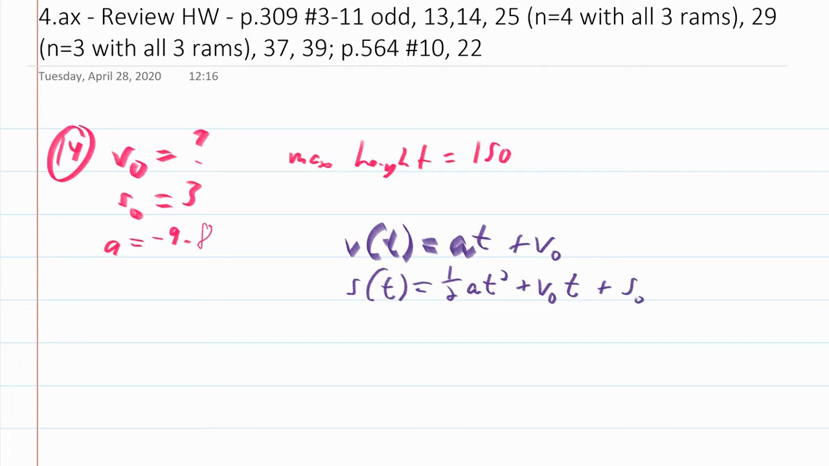Given all that, let's do some substitutions and see what we can ascertain here. I know that initial height is 3, so I can build the function s of t is equal to 1/2 a, which would be negative 4.9 t squared, plus, again, I don't know my initial velocity, but I do know that my height is 3.